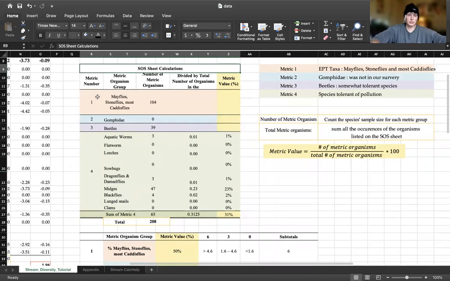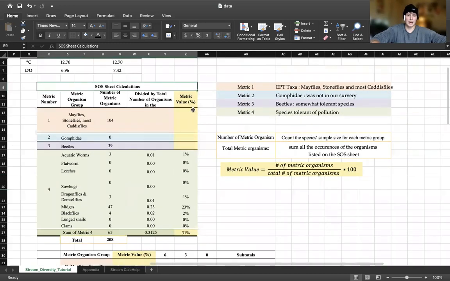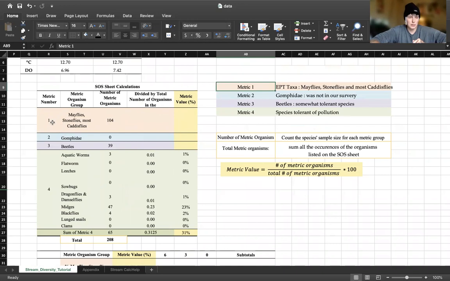Starting with the first metric, we have mayflies, stoneflies, and most of the caddisflies. This represents our EPT taxa, which are intolerant of pollution. This metric you can see in the pink, orange-pinkish color. Metric 2 is the Gomphidae. We did not observe or collect them. It just wasn't in our survey sheet, so this is going to be 0%.